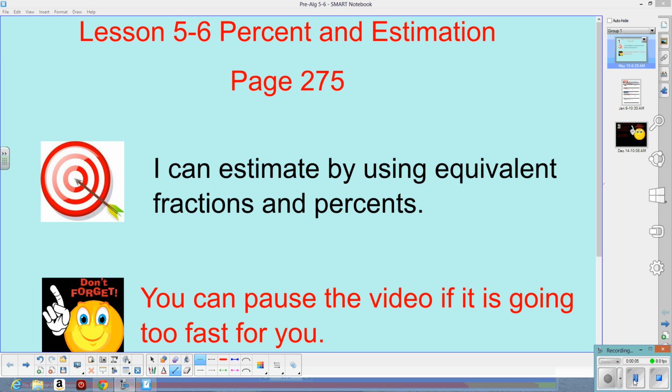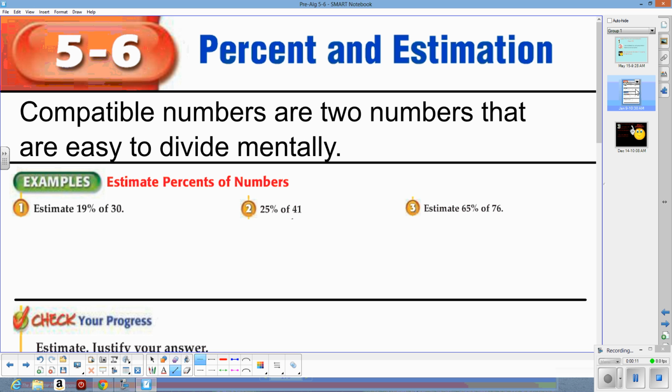Lesson 5-6, percents in estimation. You will estimate by using equivalent fractions and percents. You're going to be using compatible numbers to help you make estimations when dealing with percents. Compatible numbers are two numbers that are easy to divide mentally.